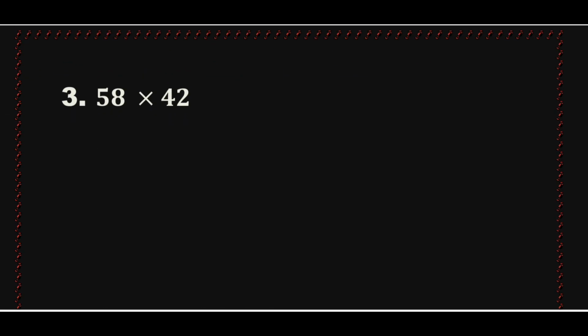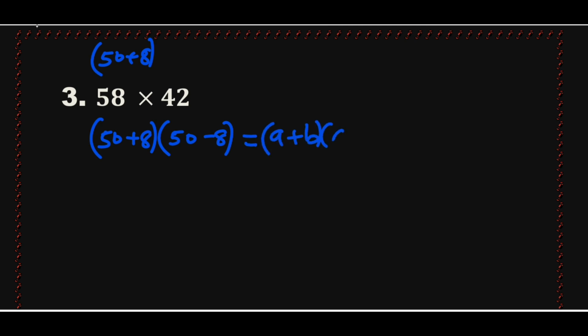The next, 58 times 42. 58 can be given as 50 plus 8, and 42 can be given as 50 minus 8. So it is 50 plus 8 into 50 minus 8, and this is in the format of a plus b into a minus b. When you expand this, you end up with a squared minus b squared, which we normally call the difference of two squares.